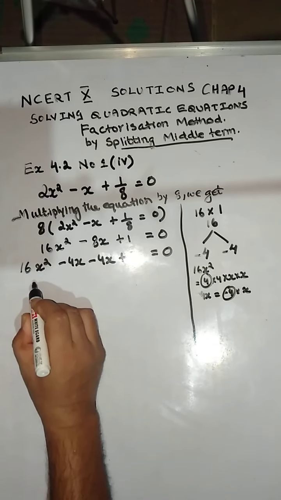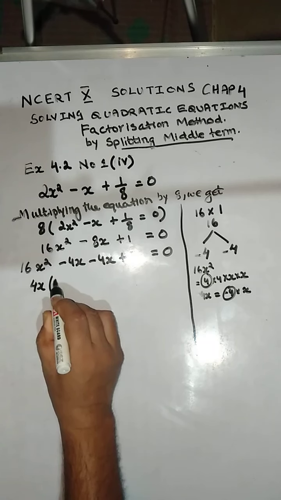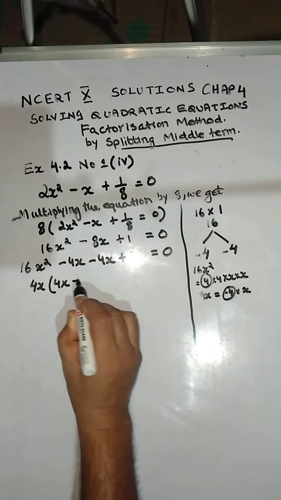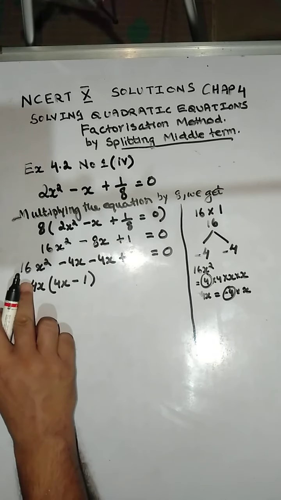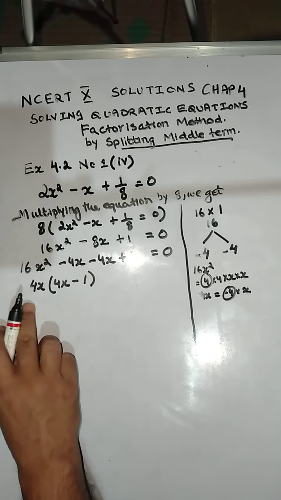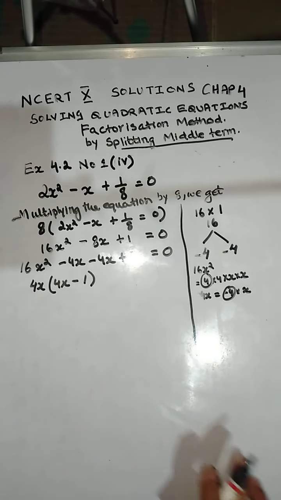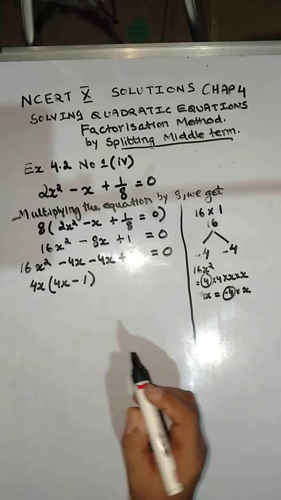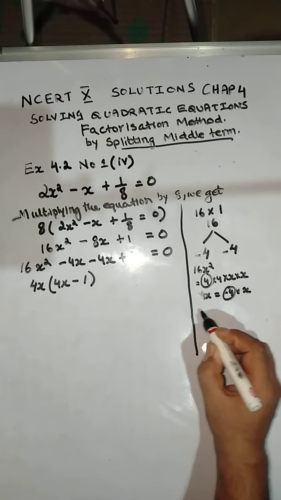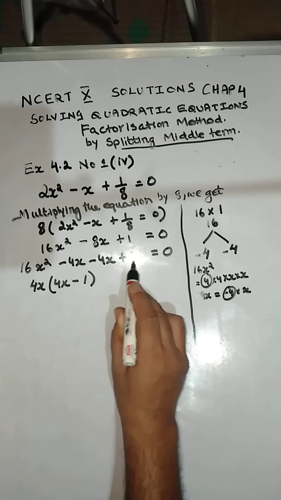So here you will have 4x into 4x minus 1 will give you 4 into 4 is 16x squared. 4 into minus 1 will give you minus 4x. All right. And then the next one is minus 4x plus 1.